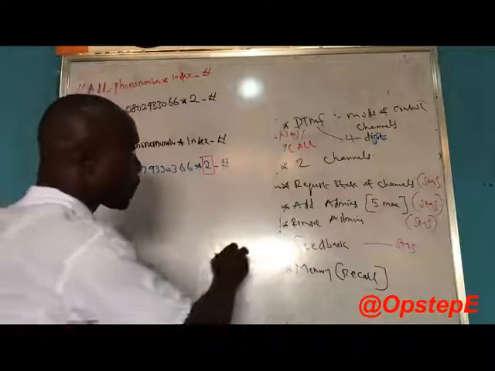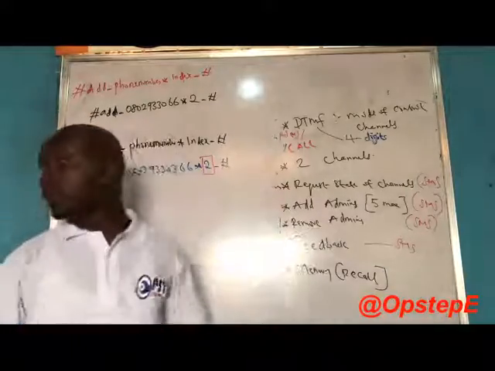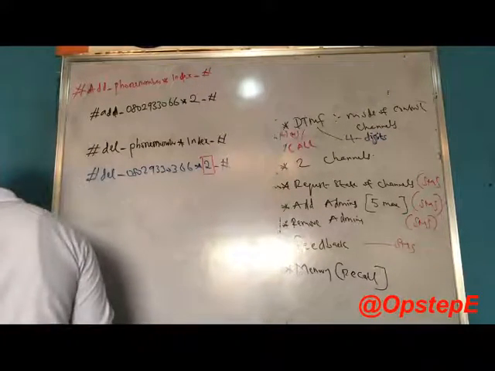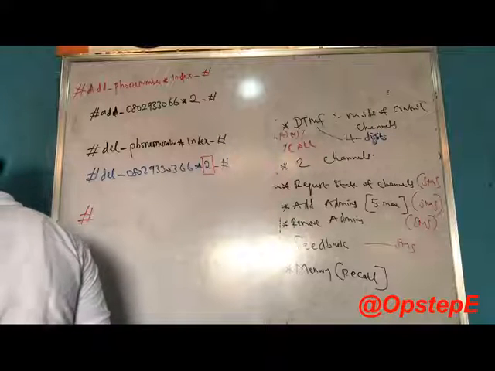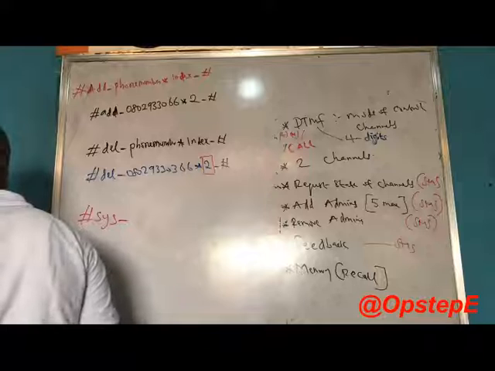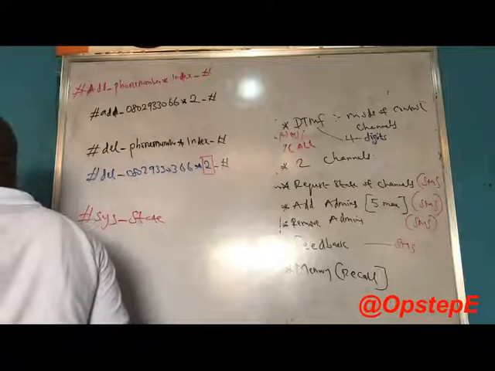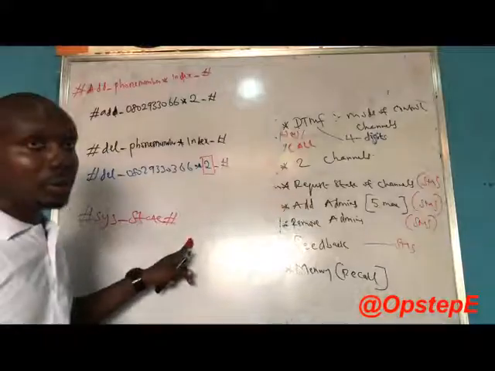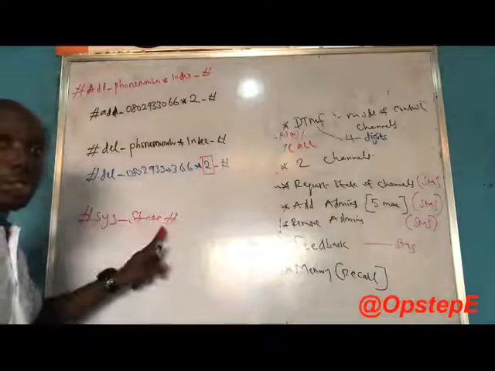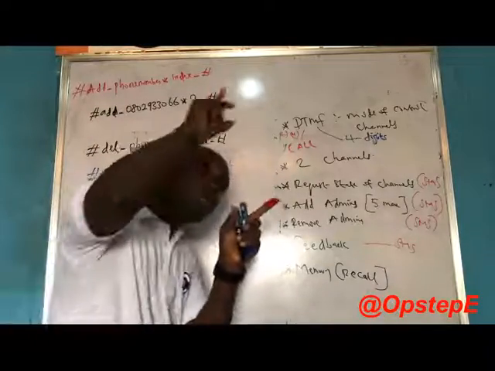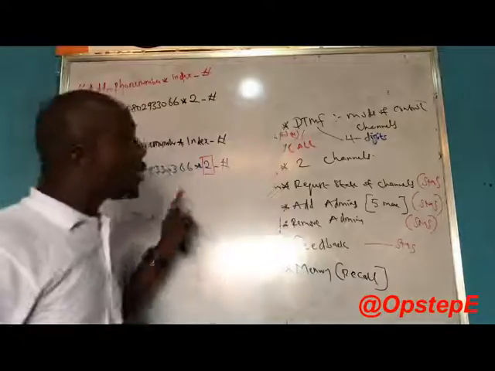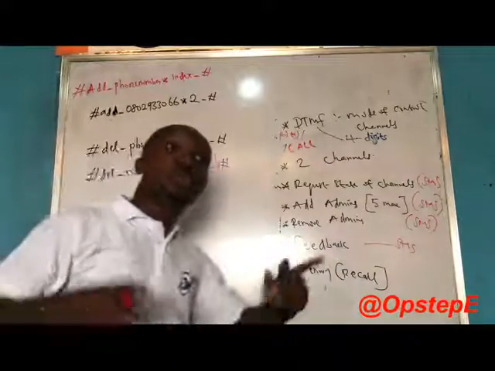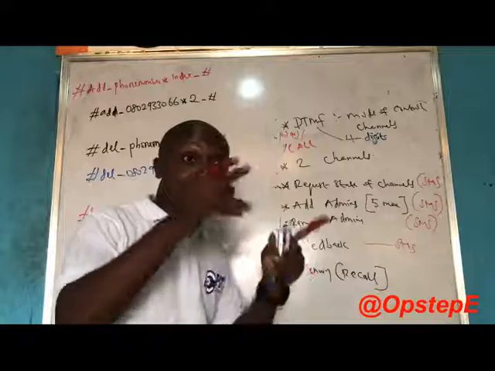If you need to request the state of the system, that is the state of the channels, the way to do that is also very simple. Just say hash SYS underscore state hash. I send this as an SMS to the system, that's the SIM number in the module, and it confirms that you are an administrator. If a non-administrator makes this request, it's not going to respond to him or her unless they have added themselves as an admin in the first place.